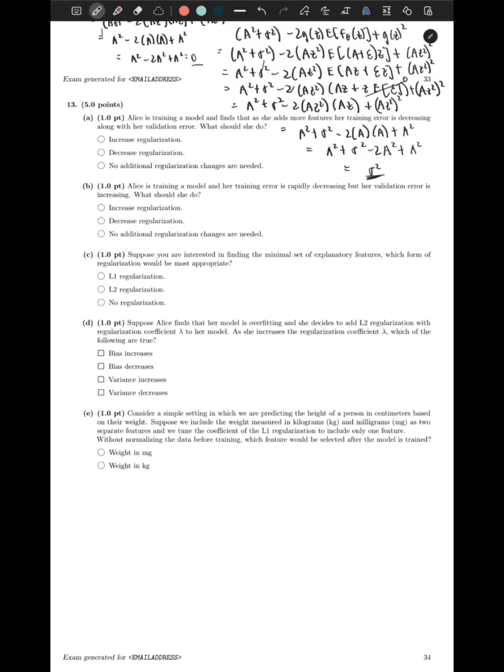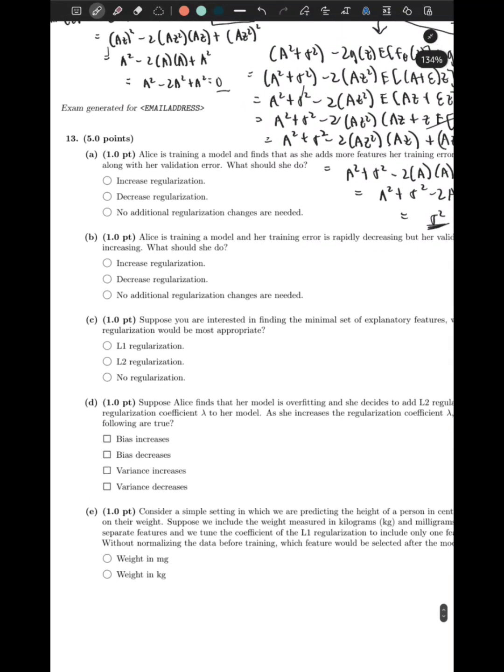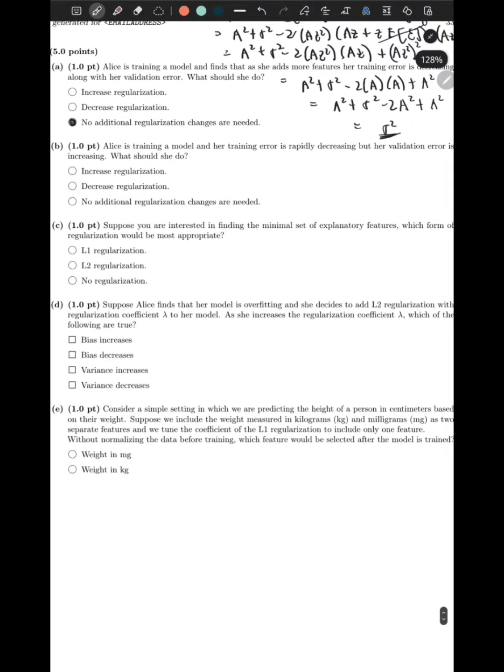What should she do? So if both training error and validation error are decreasing, this means that our model is performing pretty well. We're not overfitting because our validation error isn't increasing while training error is decreasing, so we can just keep our model as is. So no additional regularization or changes are needed.